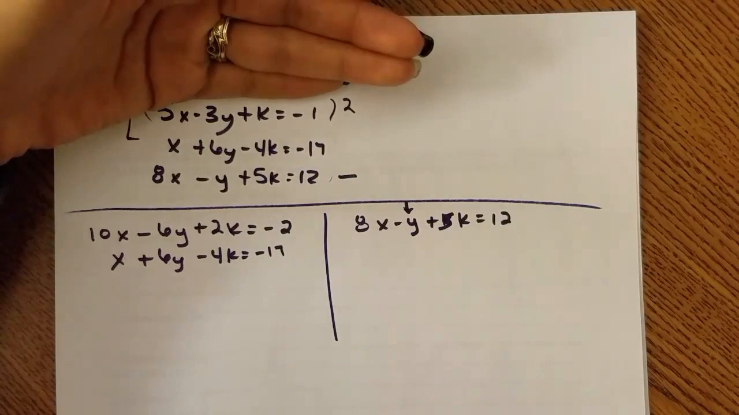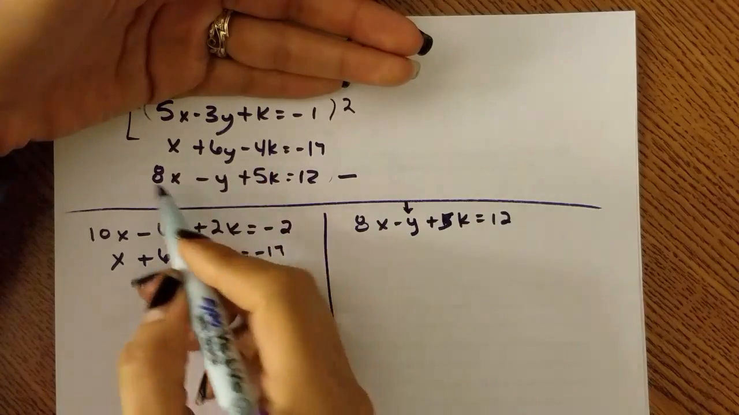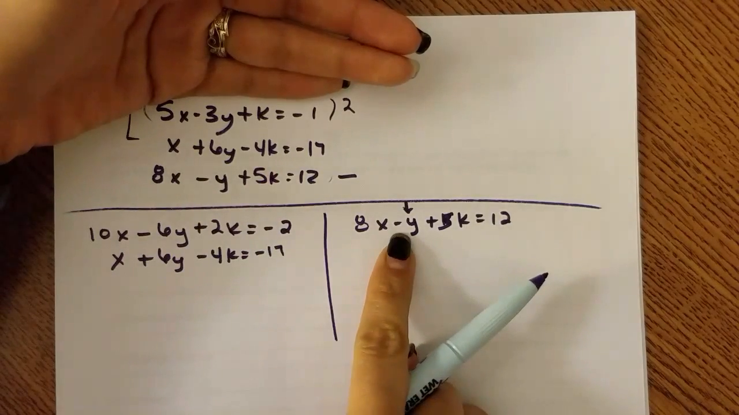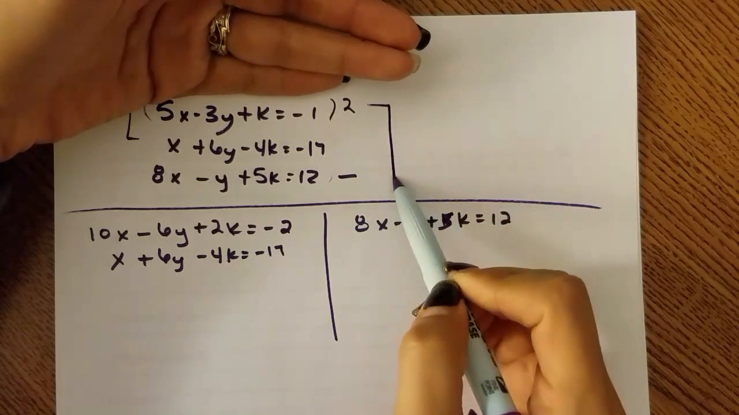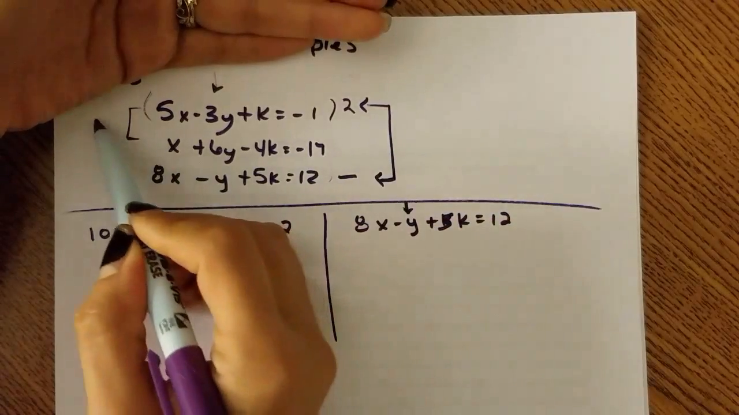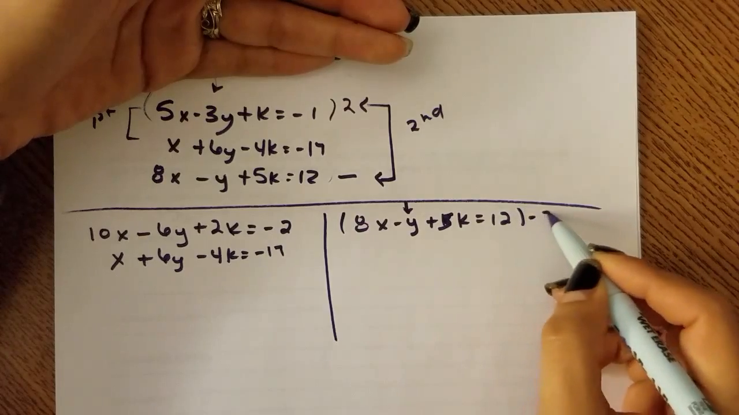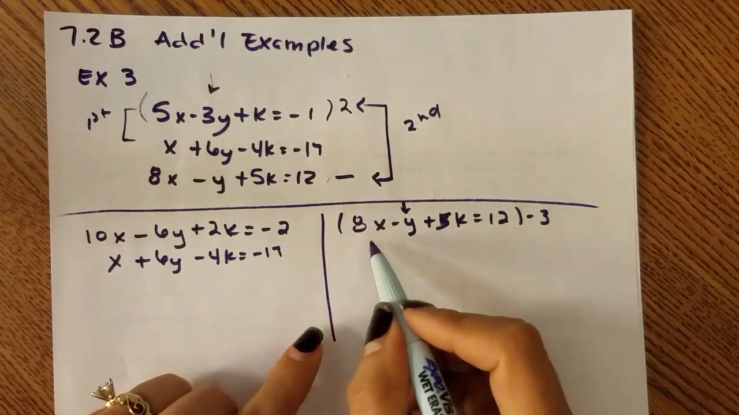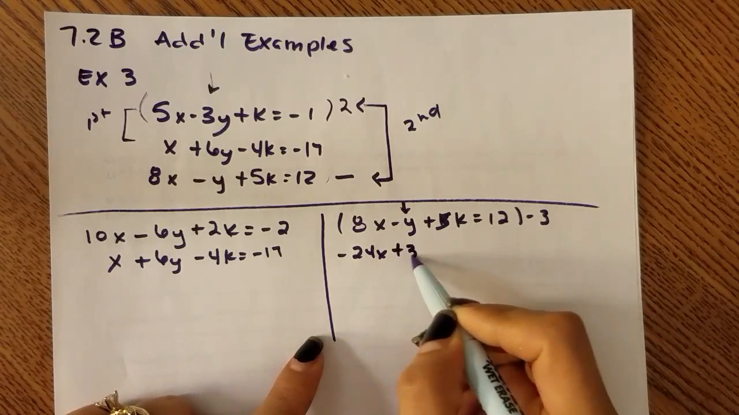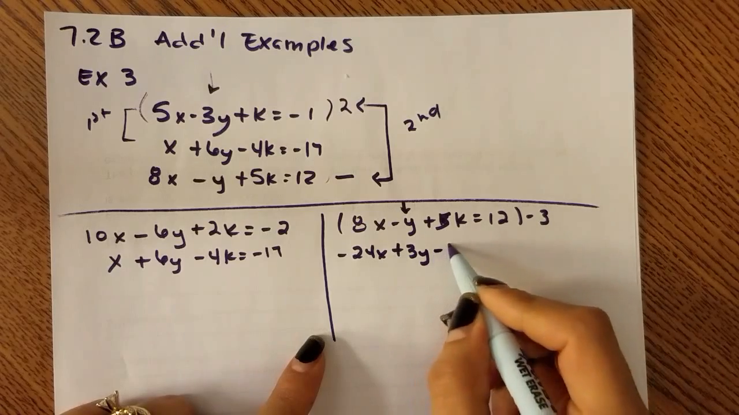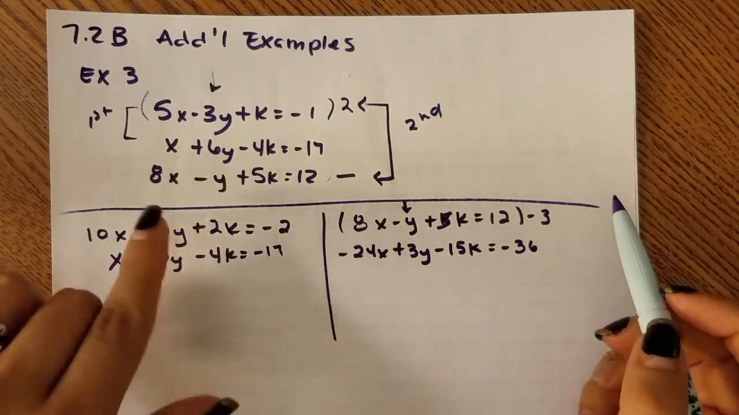So I'm going to choose, let's do the first one. We're going to choose these 2 for the second half. Okay, so this one for the first, this one for the second. I'm going to multiply this one by negative 3. So 8 times negative 3 is going to give me negative 24x. Negative 1 times negative 3 is positive 3y. 5 times negative 3 is negative 15k is equal to negative 36. Okay, so that's this equation here.